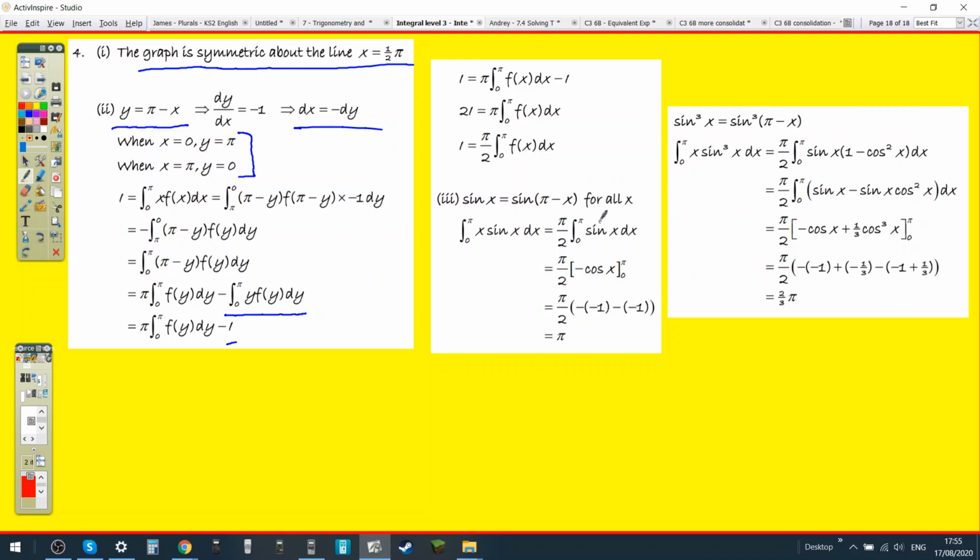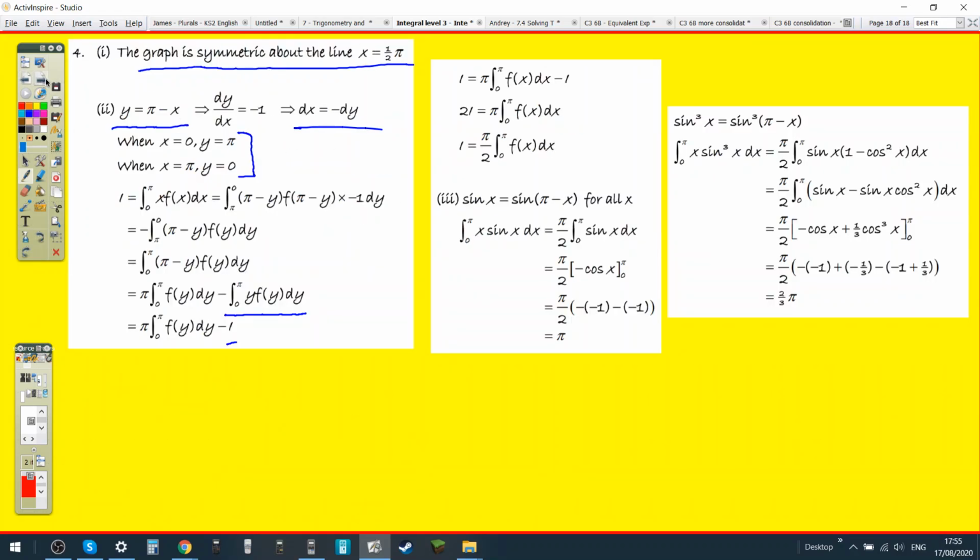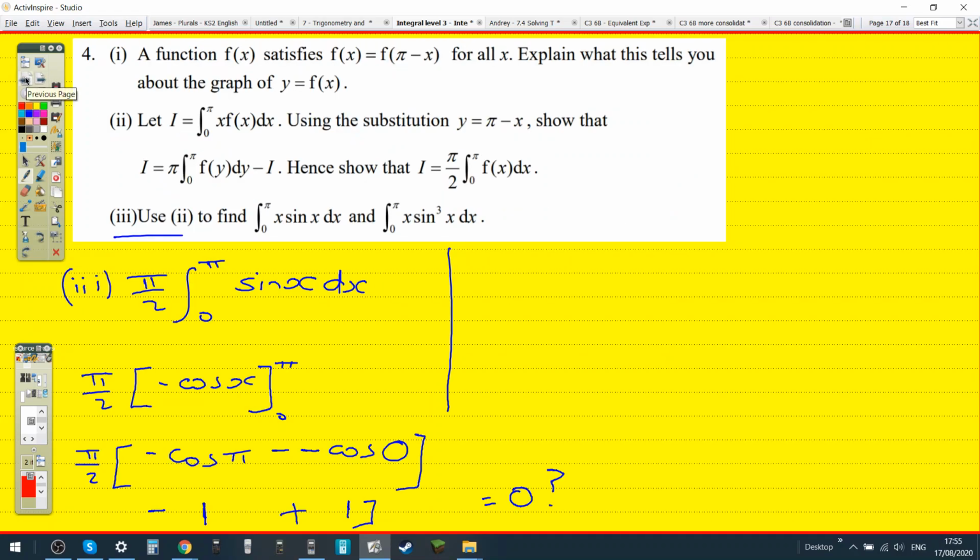Sine x, the integral is minus cos x. Did we do that? Yeah. It's minus 1 at the start. There's a minus missing here. Let's see, minus cos pi. Yes, so it should be minus 1.